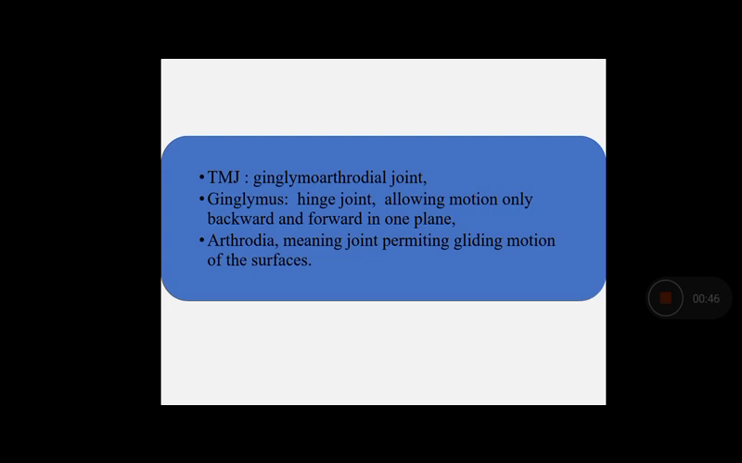And then what is the second term? It is arthrodial. What does arthrodial mean? Arthrodial means a gliding type of joint, that is, it allows movement in all planes in a gliding motion.